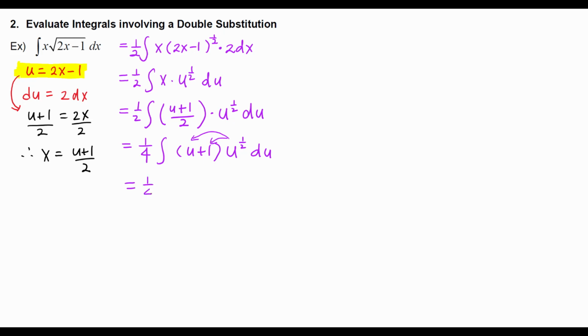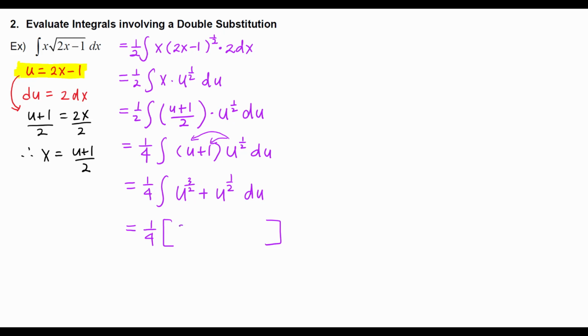Then you have 1/4 times u to the 1/2 power is u to the, we add exponent, so you get 3 over 2 power plus u to the 1/2 times 1 is u to the 1/2 power du. And now you can integrate one by one. So I have 1/4 times the integral of u to the 3 over 2 power is, I need to add 1 power, and 3 over 2 plus 1 is 5 over 2.